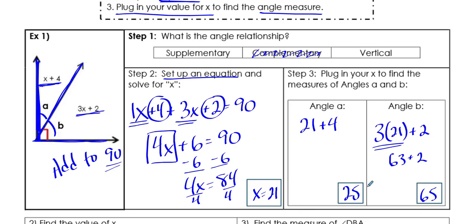You can check your answer. This plus this, we said in the beginning, they have to add up to 90. 25 plus 65 does add up to 90, so we must have done that correctly.